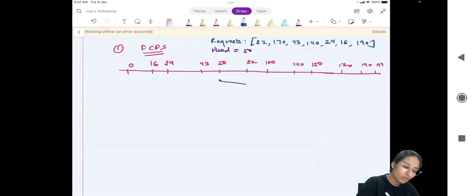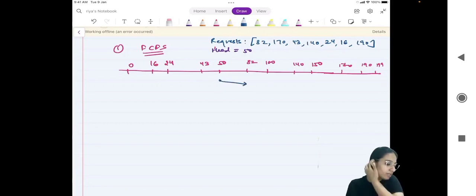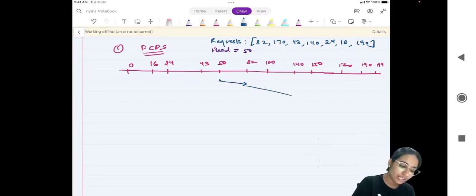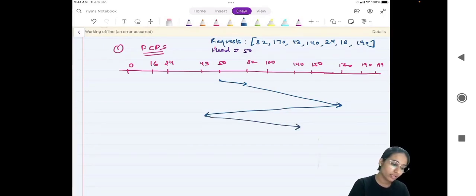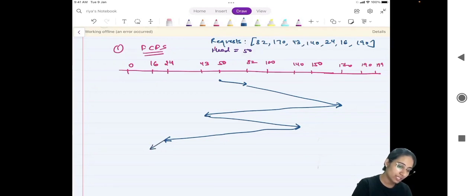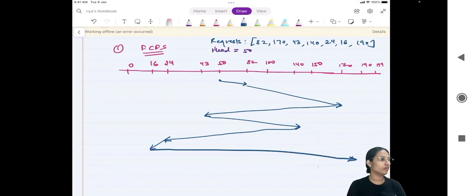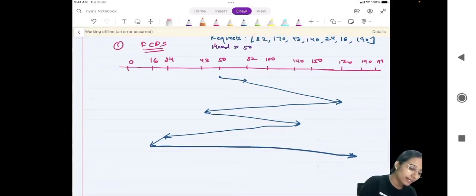From 50 we are going to move to 82. Then from that we are going to move to 170 all the way. Then we are going to move to 43, then to 140. Then we are going to move all the way back to 24, then to 16, and then we will go all the way to 190. Correct? So how do we calculate the total seek time here?